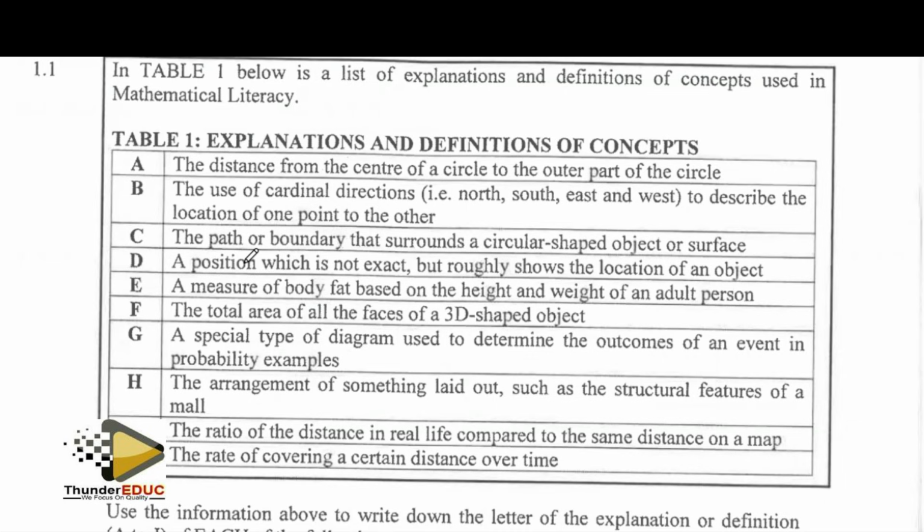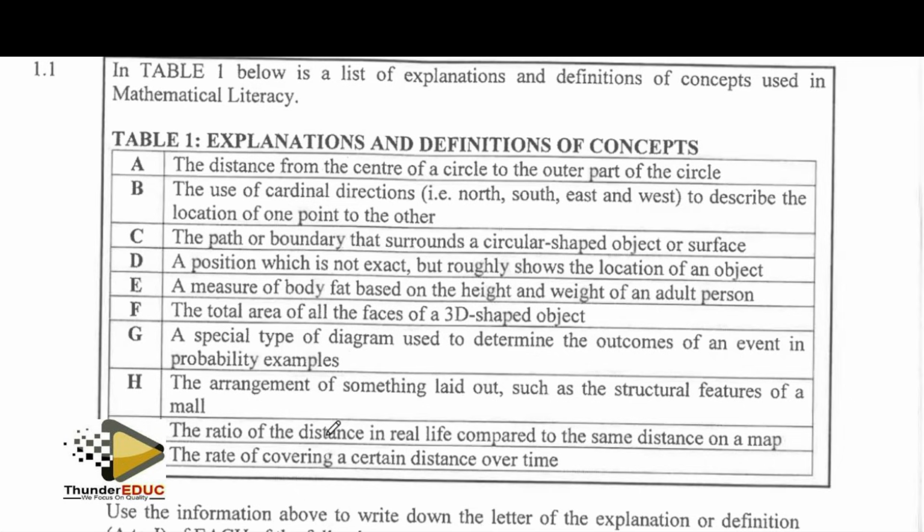D, a position which is not exact, but roughly shows the location of an object. E, a measure of body fat based on the height and weight of an adult person. F, the total area of all surfaces of a 3D shaped object. G, a special type of diagram used to determine the outcomes of an event in probability examples. H, arrangement of something laid out, such as the structural features of a mall.